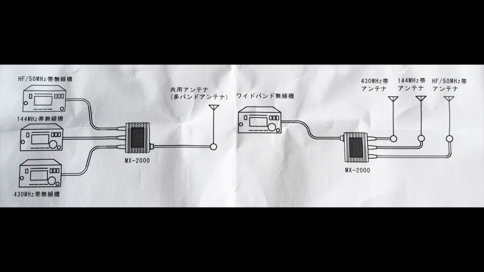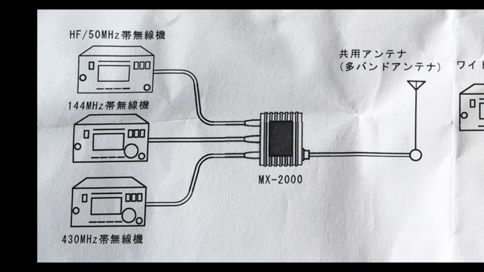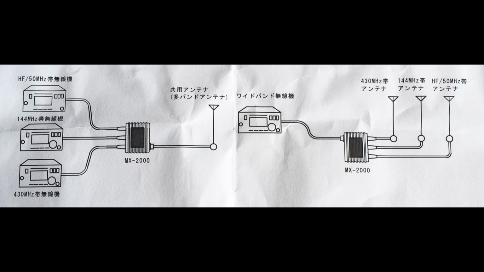Now have a look at this diagram. Sorry, it's not a very good diagram, it's a bit of paper that came with the triplexer, and I photographed it, so it's a bit screwed up. On the left, that's what I've got, three separate radios going into the triplexer, then one coax to the tri-band aerial. But you can also use this the other way around.